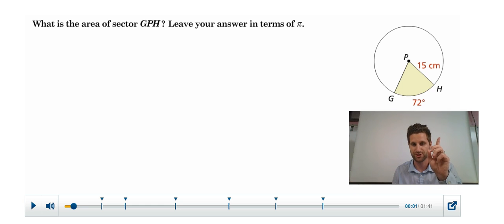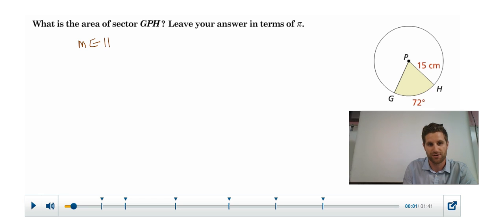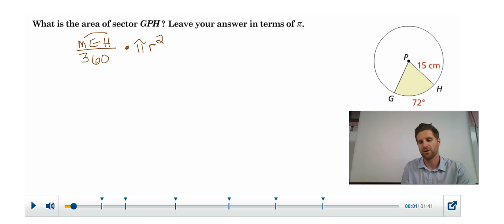We're going to use the center as the middle point, and G and H are the points on the circle itself. And so what we want to do is find the measure of the arc, so the measure in this case of GH, over 360 degrees multiplied by the area of the circle, which is pi r squared. So very similar to finding the length of an arc, but now we're finding the area of the sector.